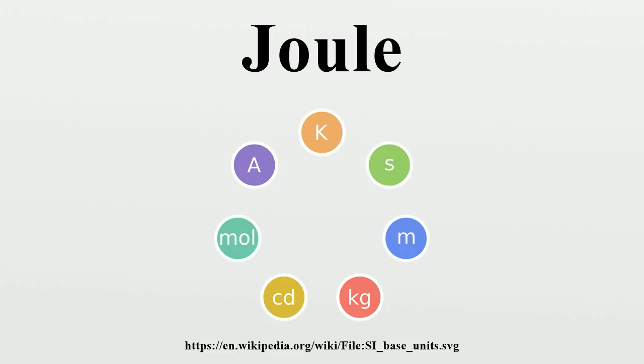1 joule can also be defined as the work required to move an electric charge of 1 coulomb through an electrical potential difference of 1 volt, or 1 coulomb-volt. This relationship can be used to define the volt. It is also the work required to produce 1 watt of power for 1 second, or 1 watt-second. This relationship can be used to define the watt.